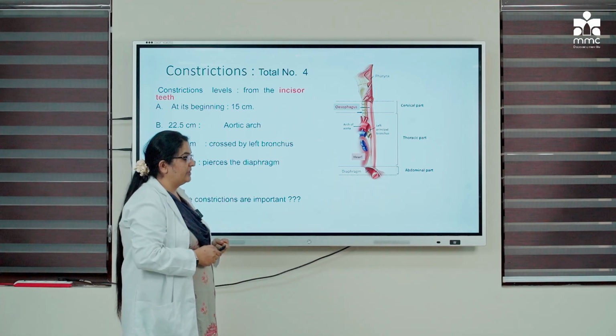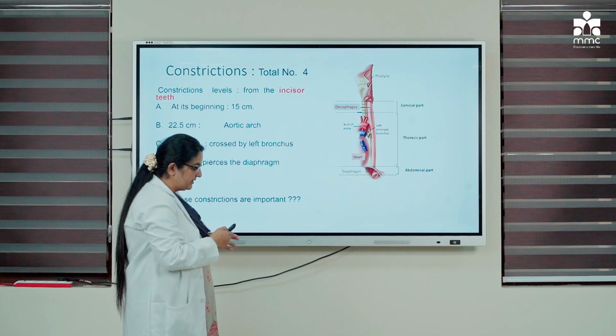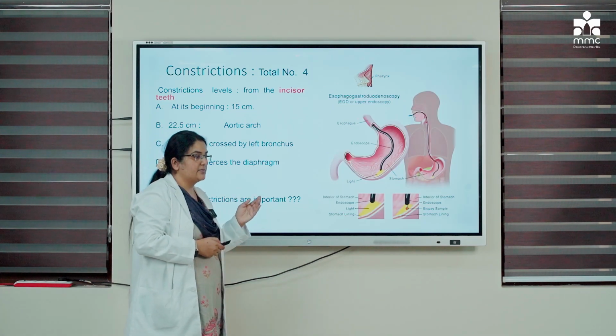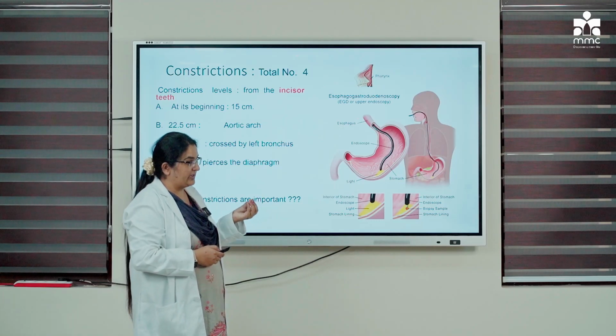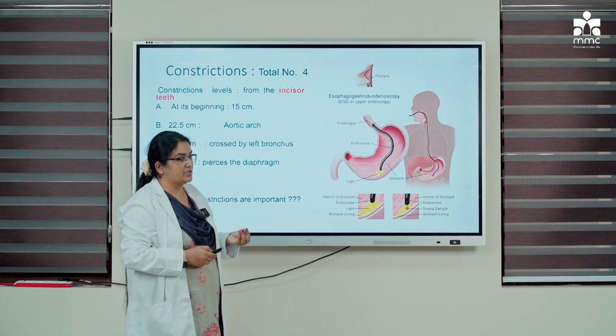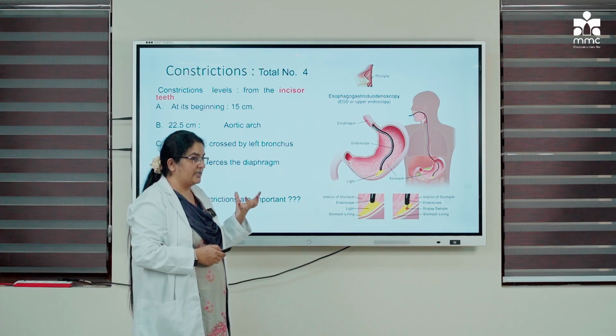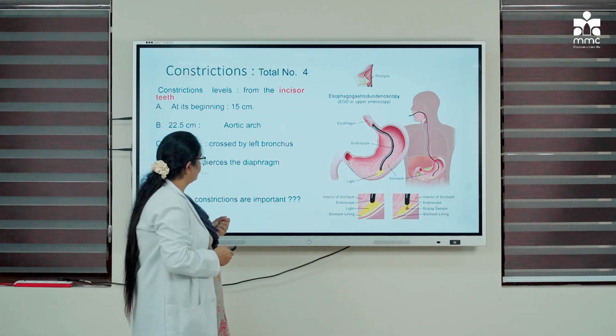Why is it important? Because in clinical procedures like endoscopy and others, we should know where the natural constrictions of the esophagus are. Apart from that, these constrictions are the natural site where foreign bodies will get trapped.